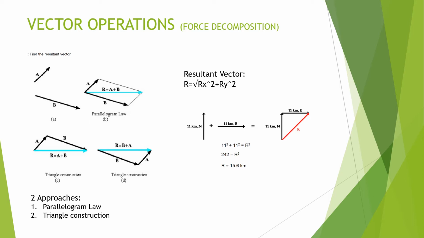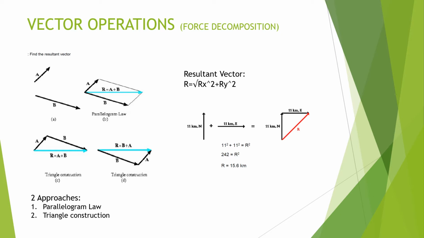The most common method is usually the triangle construction, as seen in the graph on the left. Alternatively, you can also use the parallelogram law to determine the direction of the vector. As you can see in the example on the right, there are two vectors, and you'll be asking what is the direction and the quantity of the resultant vector.